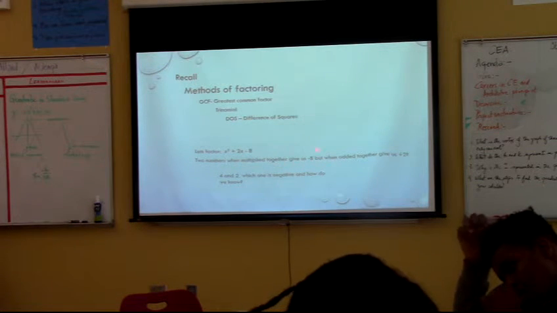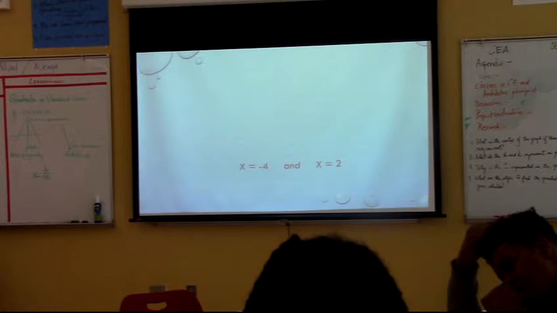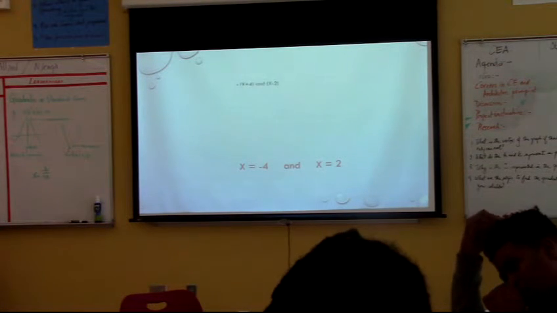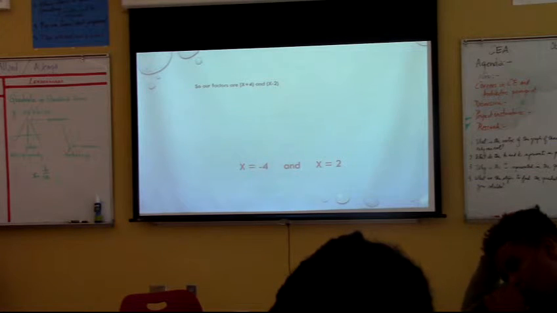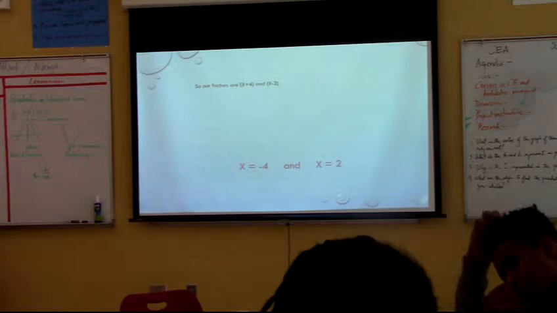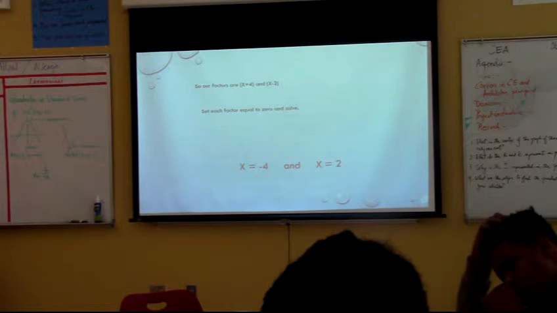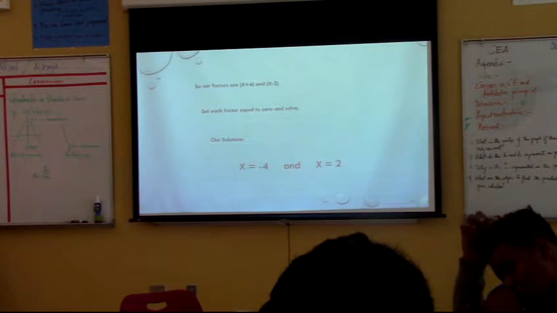I just want you to factor it. So we use 4 and 2, so our factors are x plus 4 and x plus 2, because remember we put them in parentheses. We set each factor equal to 0 and solve. And our solutions are -4 and 2.